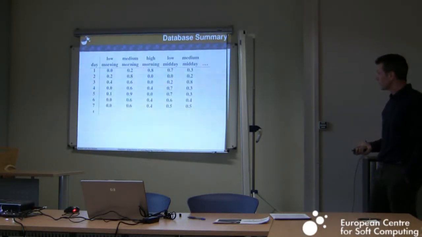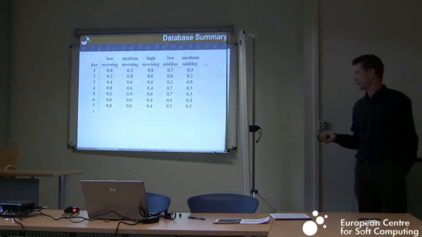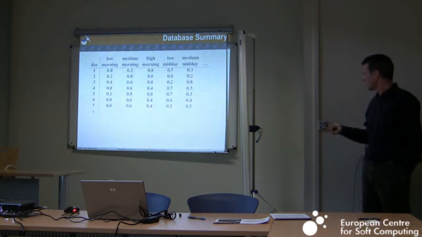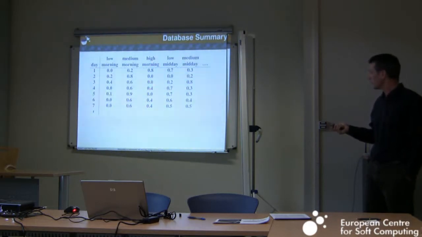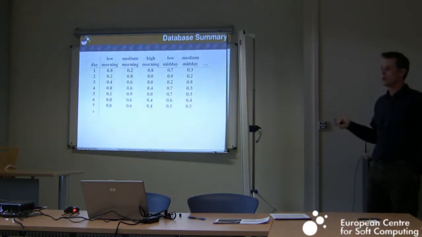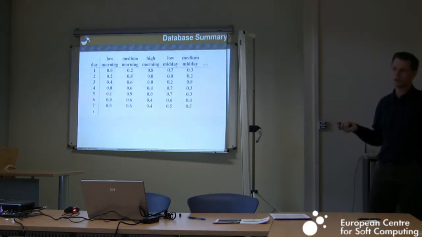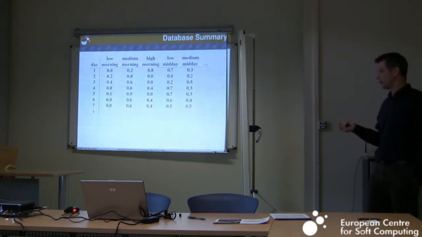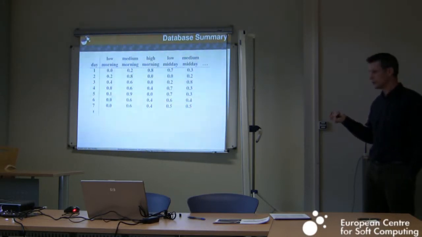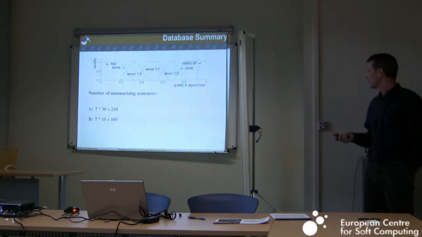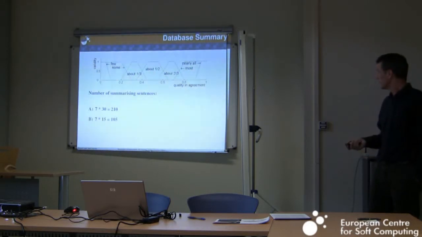For example, if the average of all these values is 1, then that would mean that for all the days, well, let's take this one, which is more expressive. If the value for high in the morning is 1 for all the days, the quality in agreement is 1, then that means that for all the days, the consumption in the morning is high. If it is 0, then it would mean that for all the days, the consumption in the morning is low. And that's how this quality in agreement measure can be linguistically labeled quite easily.